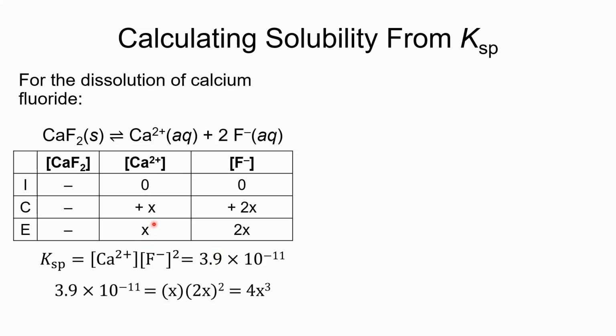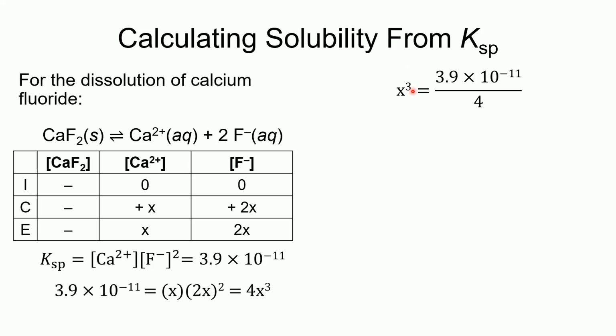Well, if we put these values in terms of x into the expression, for calcium we put x. For fluoride, we put 2x, and then of course we'll square it. This is something that students sometimes find a little strange, but we have 2x and we square it, and that's just how the math works. When we multiply all that out, we get 4x cubed. So now we've got a cubic equation. Fortunately, it's a very simple cubic equation that we can solve.